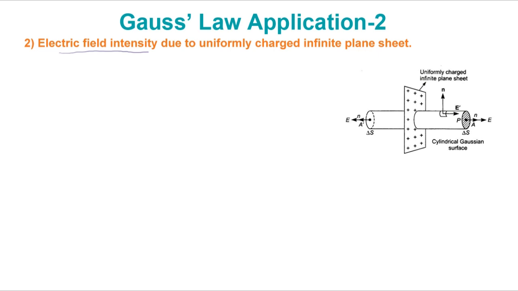Before that, consider a uniformly charged thin plate, and then we have to assume a Gaussian cylinder. So this is the Gaussian cylinder. In this cylinder, we have a point, and the name of the point is P. At this point, we have to calculate the electric field intensity. Are you clear? At this point, we have to calculate the electric field intensity.